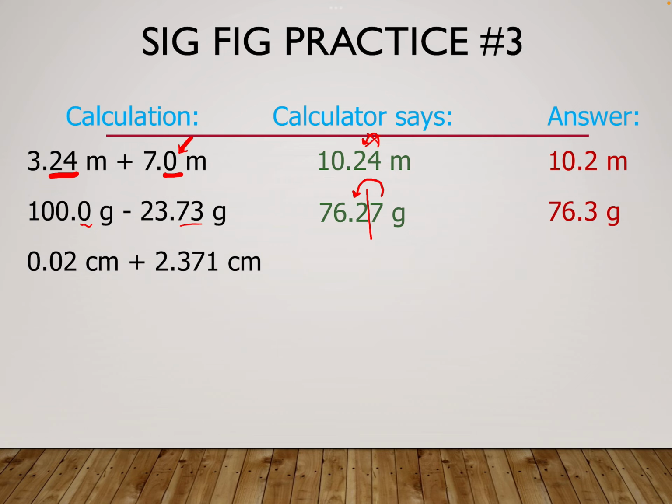All right, here's another one. This has 2 digits past the decimal. This has 3. So when I plug it into my calculator, I have to match my least precise measurement with 2 digits past the decimal. The 1 doesn't round up the 9, so we just chop it off.